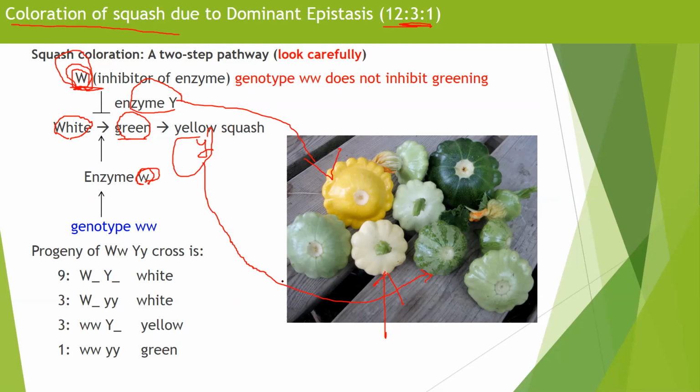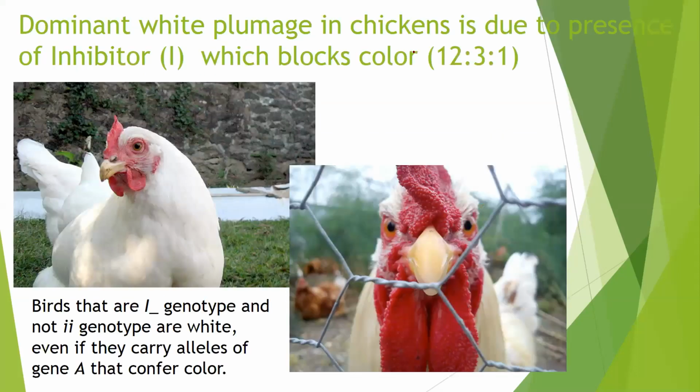Okay, so we have learned 3 cases here. So it's very clear how we can get this ratio, right? Because of the dominant epistasis. All right, the same here. When we look at the color of the feather of the chicken, it also shows this ratio. And this is another example.